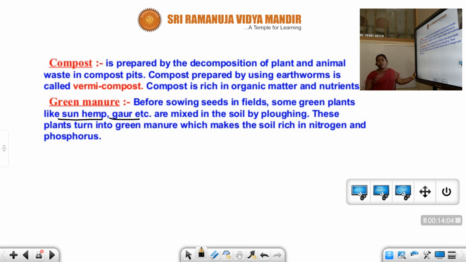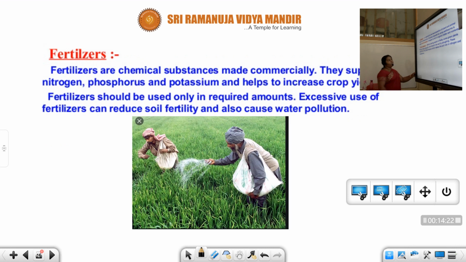Now people are following this preparation of green manure. In this, what they'll do, students, by the time of ploughing only, they'll be adding the hemp or gar along with the ploughing. So these plants are turned into green manure, which will make the soil rich in nitrogen as well as phosphorus.